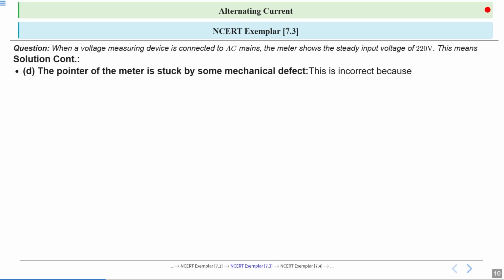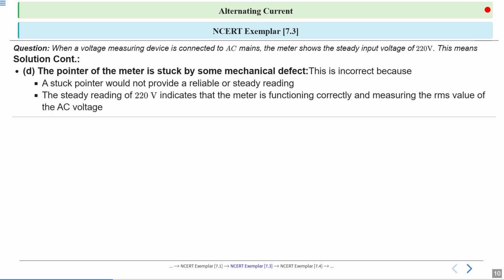Also D option, the pointer of the meter is stuck by some mechanical defect, is also incorrect. A stuck pointer would not provide a reliable or steady reading. The steady reading of 220 volt indicates that the meter is functioning correctly and measuring the RMS value of the AC voltage. If the pointer is stuck, it is not providing an accurate reading. So it is also a wrong option.